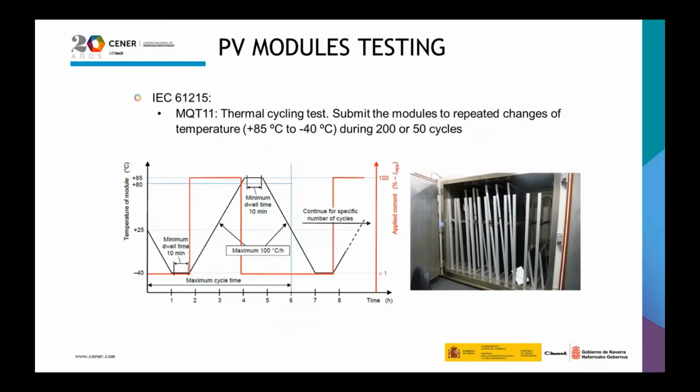This is the MQT11 thermal cycling test. Here the modules are submitted to repeated changes of temperature from -40 degrees centigrade up to 85 degrees centigrade. Depending on the sequences, only 50 cycles are applied or 200 in the other sequence. And the objective here is to determine if the module will be able to withstand thermal mismatch, fatigue, or other stresses caused by repeated changes of temperature.